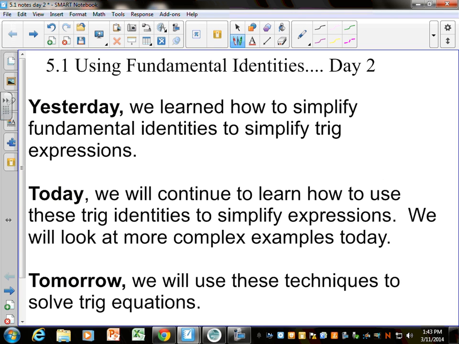But the idea is the same. We're going to continue to learn how to use these identities to simplify expressions. Why are we doing this? Because tomorrow we're going to solve equations using trig. And that's really the goal of this, to solve these equations and be able to get solutions to equations. So we're just going to jump in here with some examples.